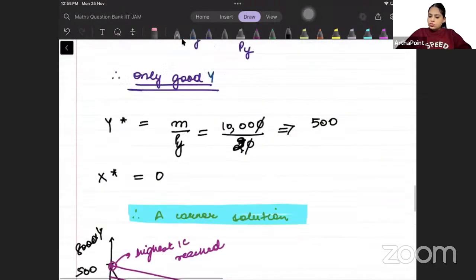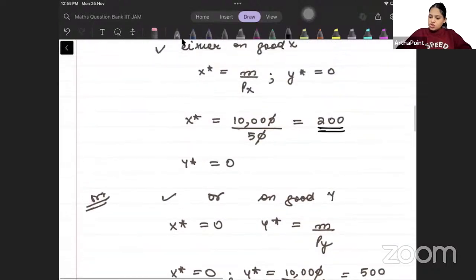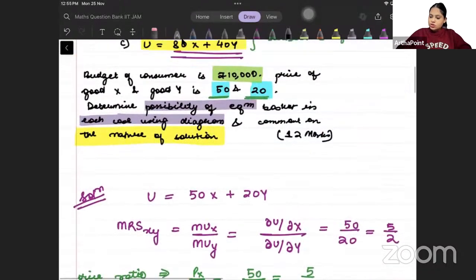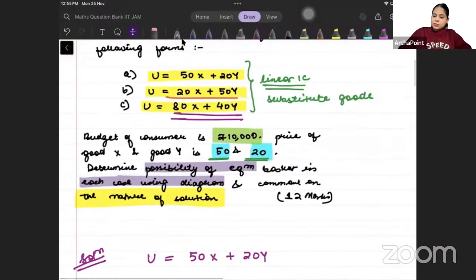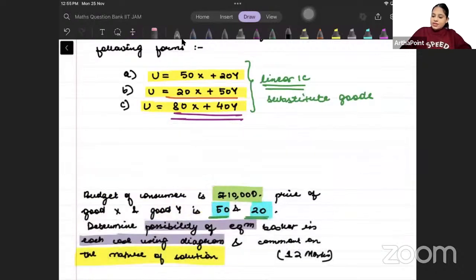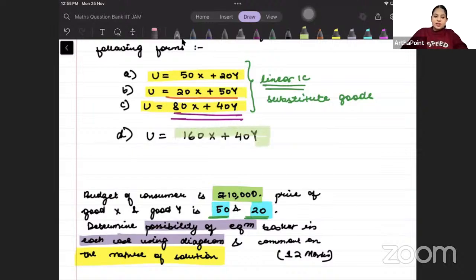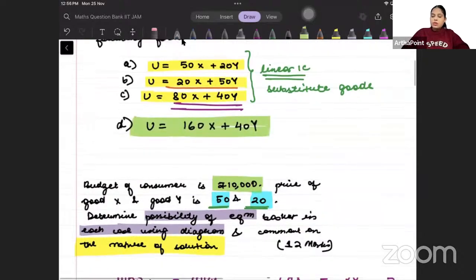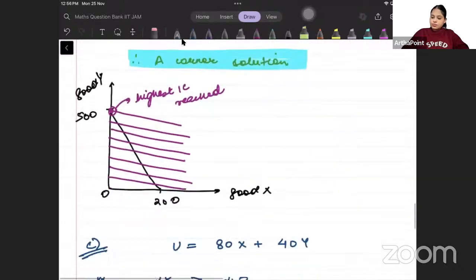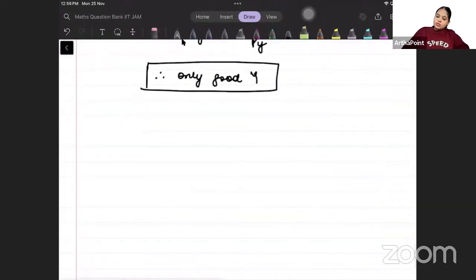So what I want to do is I want to do the other case also. So just write another utility function. Let me just give it from my side. Let's take another utility function. U is equal to 160x plus 45. Right? Now try this one. So part D.